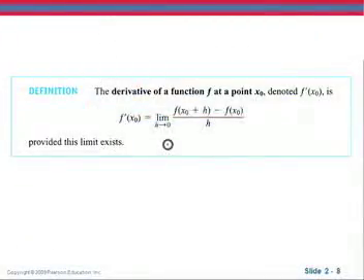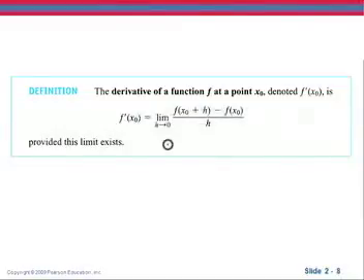Okay, so the derivative of a function f at a point x sub 0 is denoted by f prime of x sub 0. That is, f prime of x sub 0 is the limit as h approaches 0 of f of x sub 0 plus h minus f of x sub 0 over h, provided this limit exists. Now we have looked at this limit to determine the slope of tangent lines to a curve.